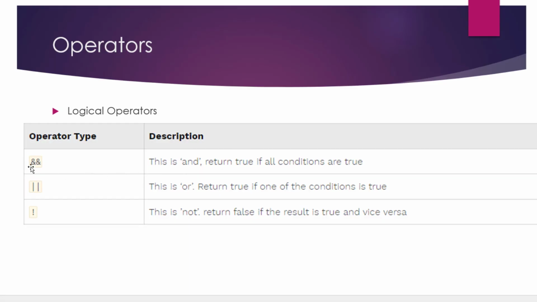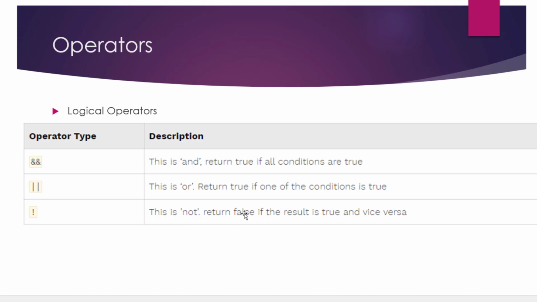So here you can see and returns true if all conditions are true. In our case, or returns true if one of the conditions is true. If any one condition is true, then the result will be true.